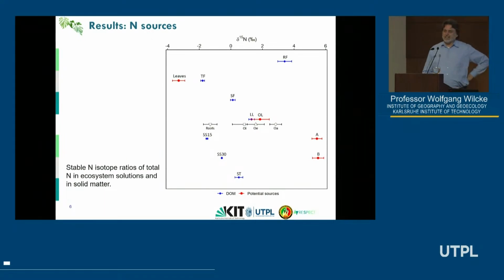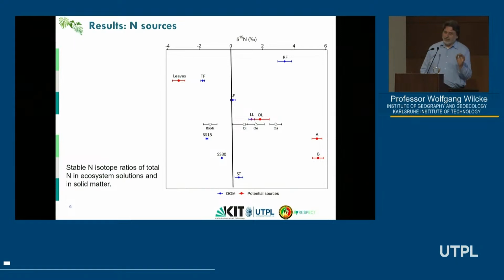Let's go to the second question. Which role does the nitrogen fixation play? A common approach to assess this question is to measure stable nitrogen isotope ratios. Stable nitrogen isotope ratios are expressed as differences to internationally accepted standards. And the standard for nitrogen is the air. And because the air is the standard, it has a delta 15N value of 0 per mil.